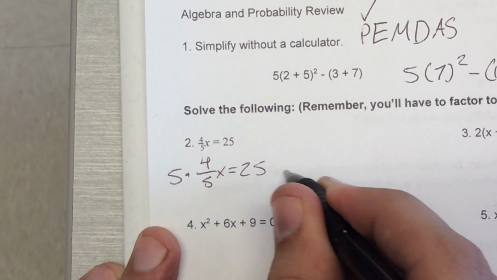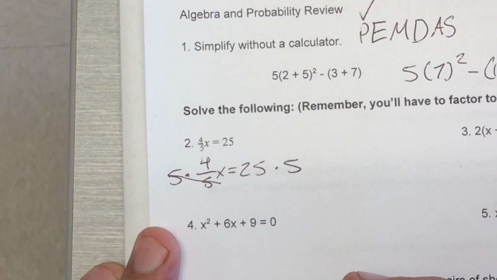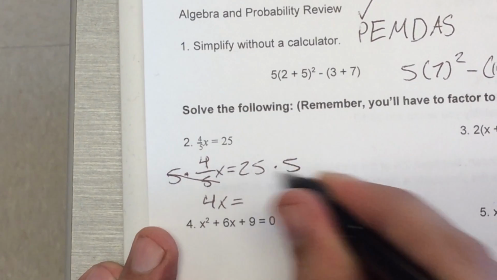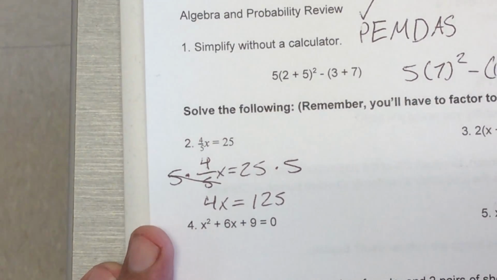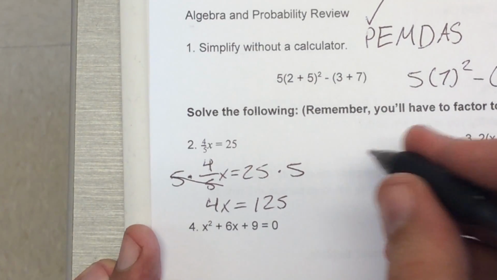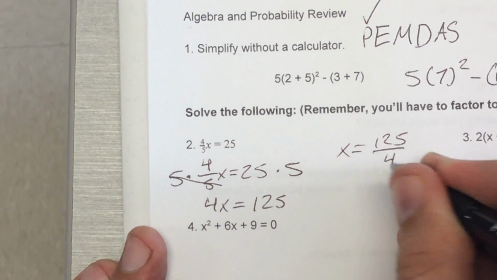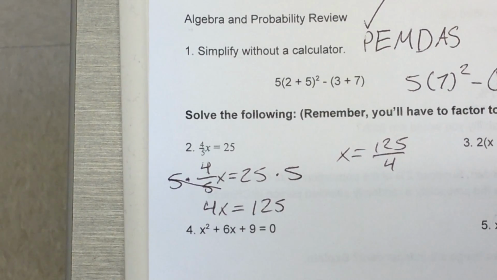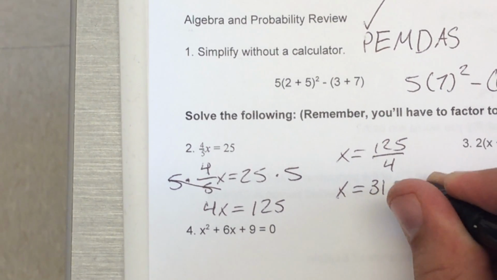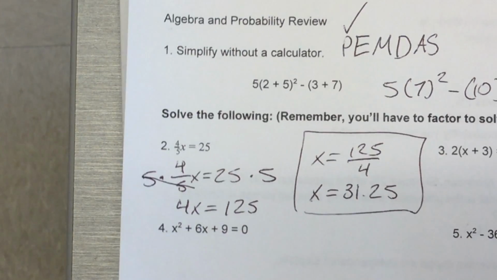I'm going to multiply both sides by 5. Now when I multiply and divide, this cancels out. So we've got 4x left, and on this side we have 125. Well, now we can divide both sides by 4. So we can either leave it as 125 over 4, or as a decimal, that is 31.25. Either one of those is acceptable.